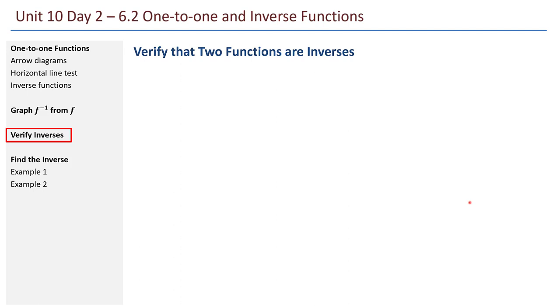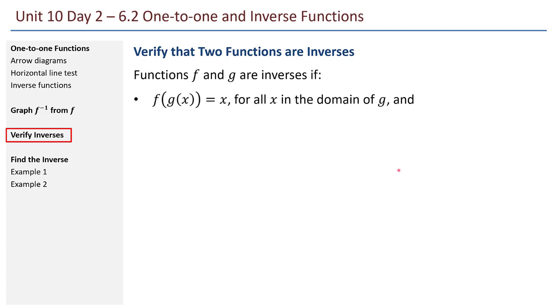Let's verify that two functions are inverses. Let's say that I have functions f and g. How do I know if these two functions are inverses of each other? I can compose, let's say, f of g of x, and see if that equals x. Now, this has to be true for all x in the domain of g, which is basically all the things I can plug into that composition. And the other way around, g of f of x equals x.